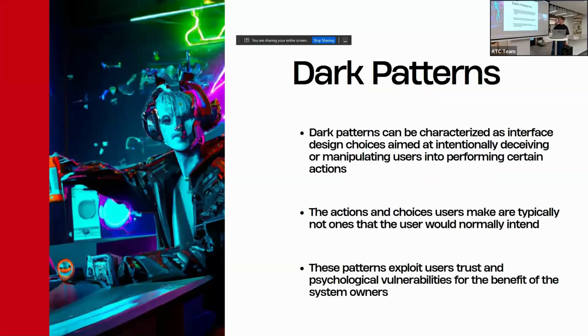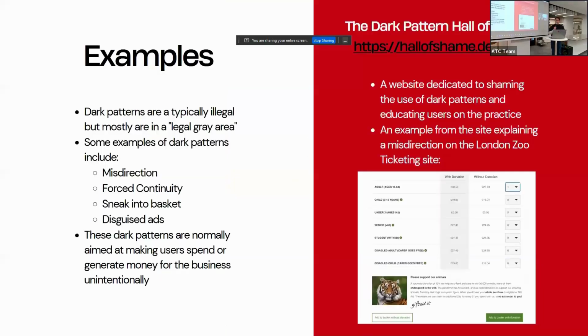So dark patterns can be characterized as typically interface design choices aimed at intentionally deceiving or manipulating users into performing certain actions. Now, these actions that the users make are typically not the actions that a user would normally make on their own without being influenced by the system itself. And these patterns tend to exploit users' trust and psychological vulnerabilities for the benefit of the system owners. These patterns are typically legal, but most of the time they fall into a legal gray area, which I will talk about a bit later.